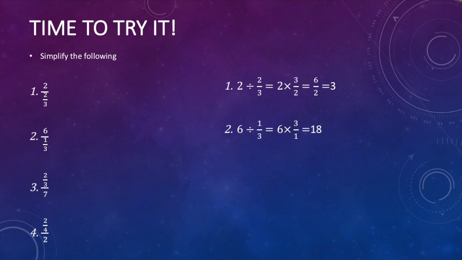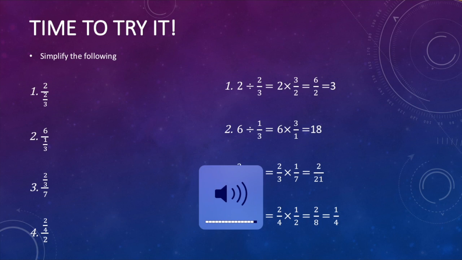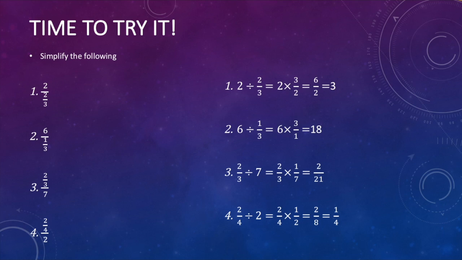For the second one, we have 18 as our final answer. For the third one, 2 over 21. Once again, all these were following the same steps as we've been doing. And then number 4 is 1/4. If you got those right, awesome. If you don't, put your name on the help board. I'll come help you. Maybe one of the experts can help you if we have any.